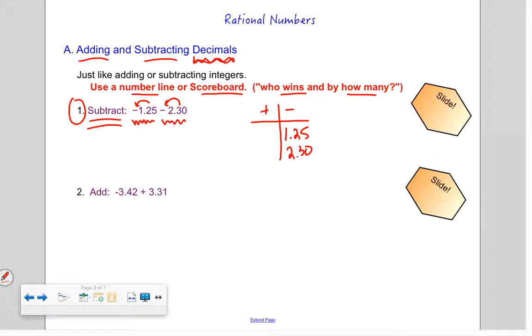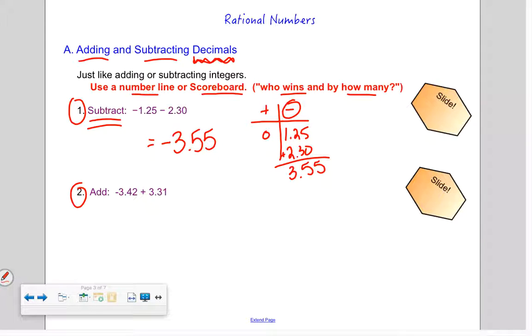So I know it says subtract, but to find your answer, you're going to actually have to add those two values together, okay, because they have the same signs. When I add my scores over here for the negative team, I'm going to get 3.55, 3 and 55 hundredths. Clearly the negative team wins because the positive team doesn't have any points, and so my final answer here is negative 3.55.